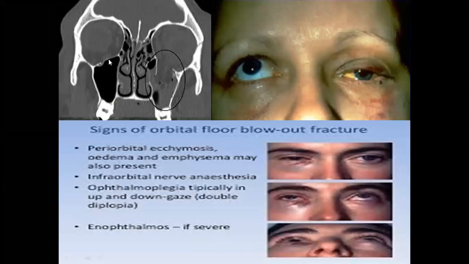Sometimes this is an orbit. All the margins of the orbit are intact: the superior wall, the medial wall, the inferior wall, and the lateral wall. But in this picture, all the walls are not intact. The inferior wall is actually fractured. So this fracture of the orbit, in which the inferior wall is damaged, is called a blowout fracture. What is the name of this fracture in which the inferior wall is damaged? This is called a blowout fracture.